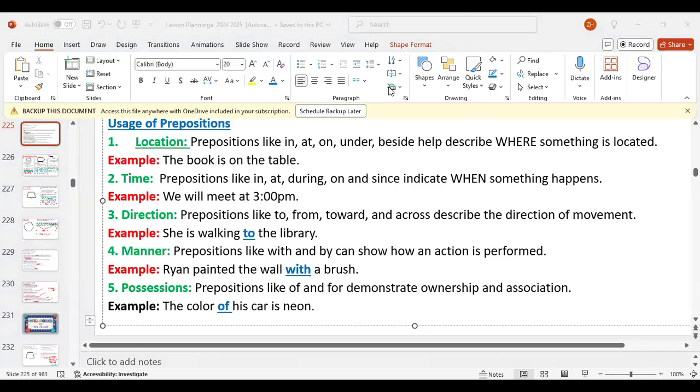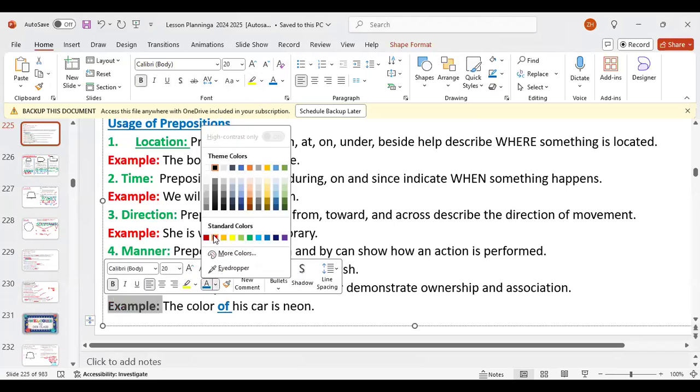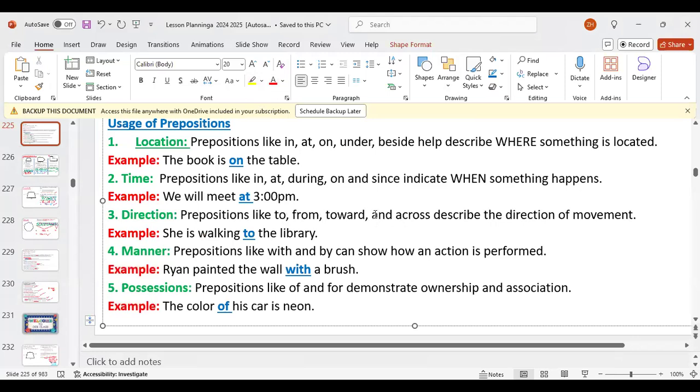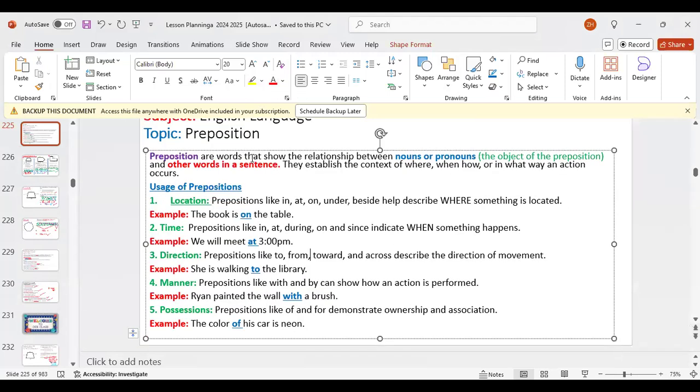And then, who's still writing? Let me know if you're still writing. I am. I took a picture of it. I'm still writing. I'm almost finished. Okay. Could you go back to the full screen, please? The full screen? Yes, sir. You need to see it at the top part? Yes, sir. Okay. Thank you.